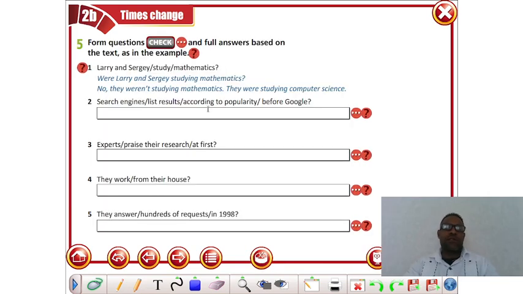The next section is the fifth section of this part. Here you form questions and full answers based on text, as in the example. So you have to look at the example, the question: Were Larry and Sergio studying mathematics? No, they weren't studying mathematics. They were studying computer science.